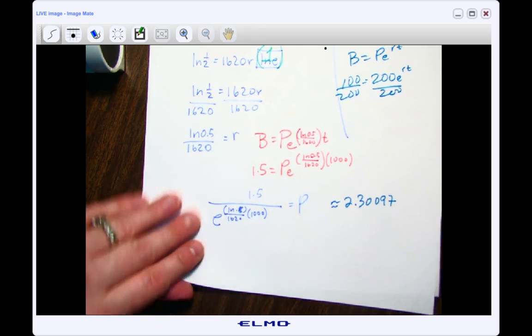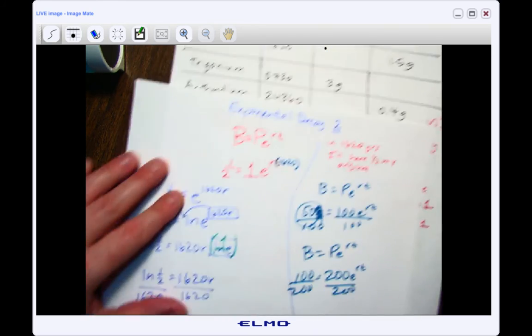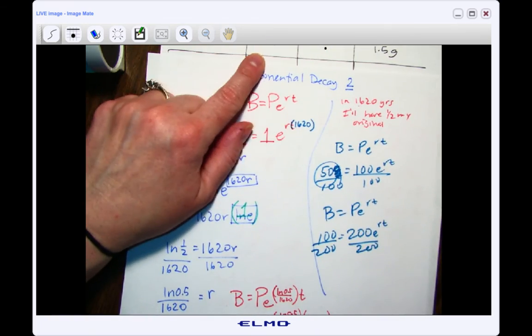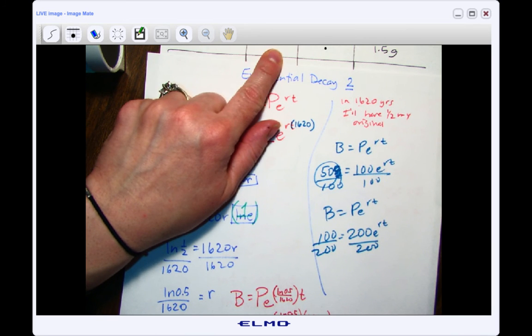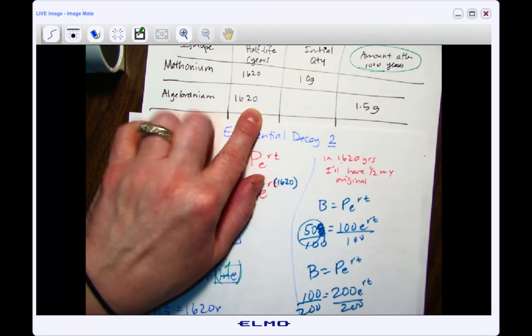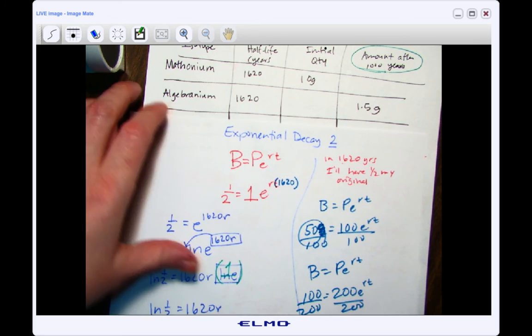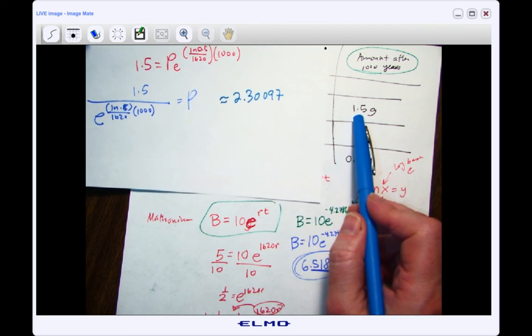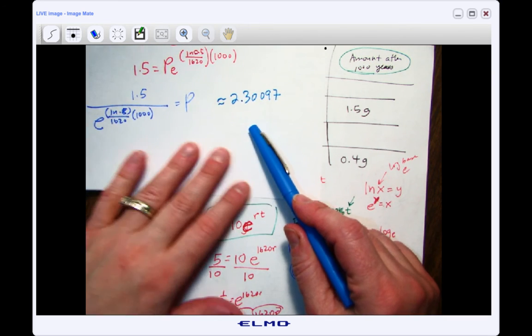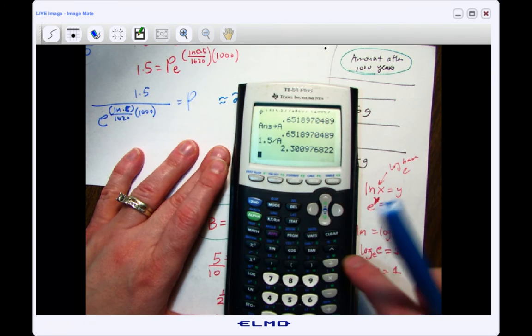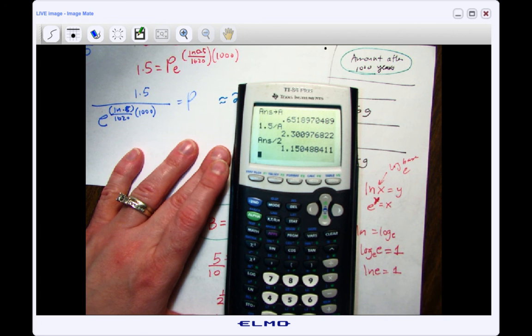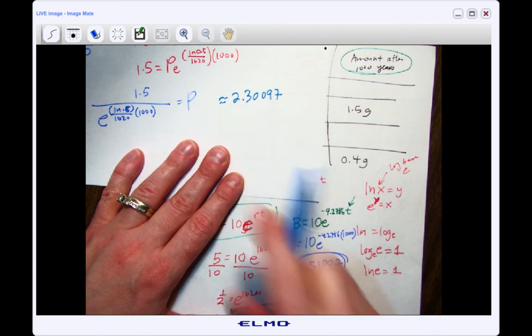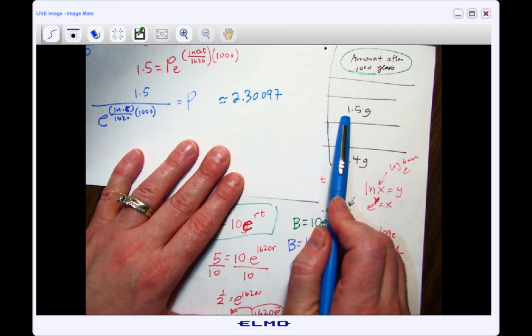Let's see if that kind of makes sense with our original. So they're saying if we were going 1620 years, we would have half as much as our original. So this should be a little more, like it should be more than half of this, right? So what's 2.3 divided by 2? 1.15. So this number kind of makes sense with the information that we were given.